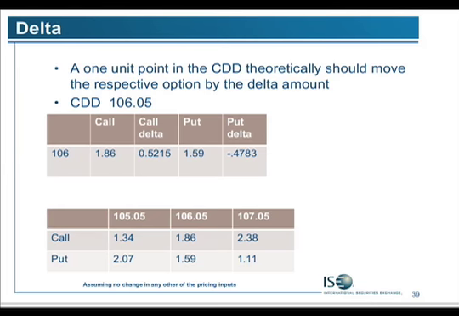CDD trading 106, the call might be 186. The call delta is about 0.52, meaning if it goes to 107.05, this option would be worth about 52 cents more, or 238. If it goes down to 105, it's worth about $1.34. Goes down, the put's going to be worth more, or if it goes up, the put will be worth less.